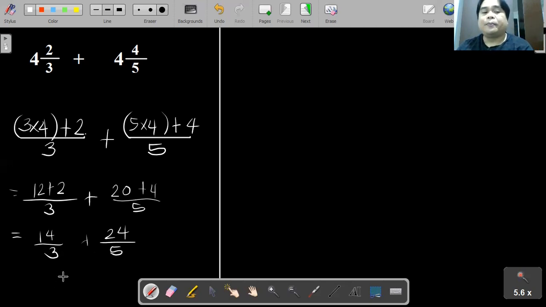Okay, now, can you directly add them? No. Why? Because they have different denominators. What you have here are dissimilar fractions, meaning they have different denominators, and you cannot add them directly. So the first thing you need to do is you make them similar, meaning you make their denominators the same. And for you to be able to do that, you need to find the LCD.